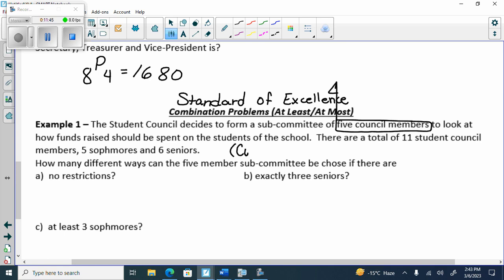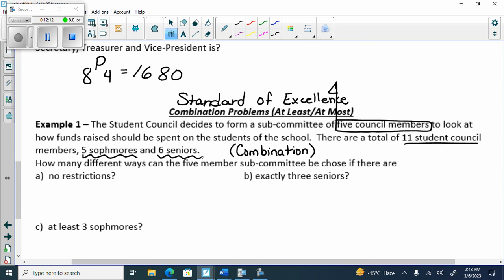I'm going to write that to help myself out. And they give you information to help you out. There are 11 of them, and of the 11, 5 are sophomores, 6 are seniors. So if I ask you nothing about sophomores or seniors, you're using the number 11, correct? If I say this many sophomores, this many seniors, we're using the 6 and the 5. We agree? So sometimes you're using the 11 if there's no restrictions.